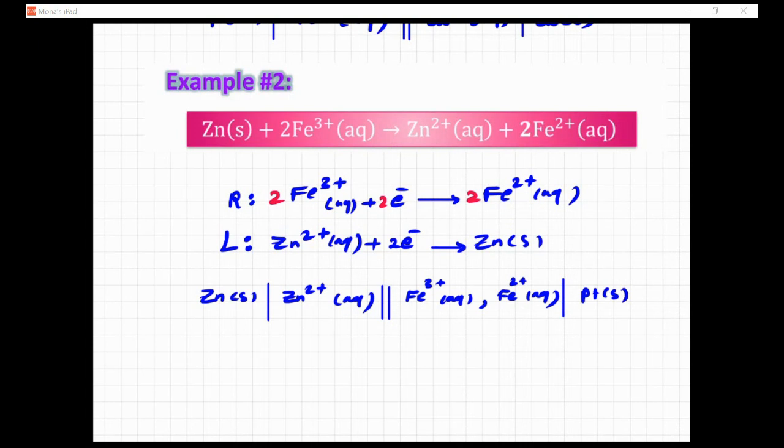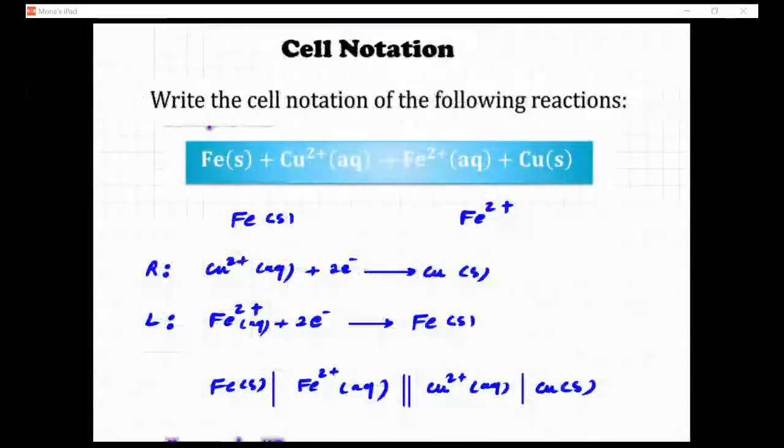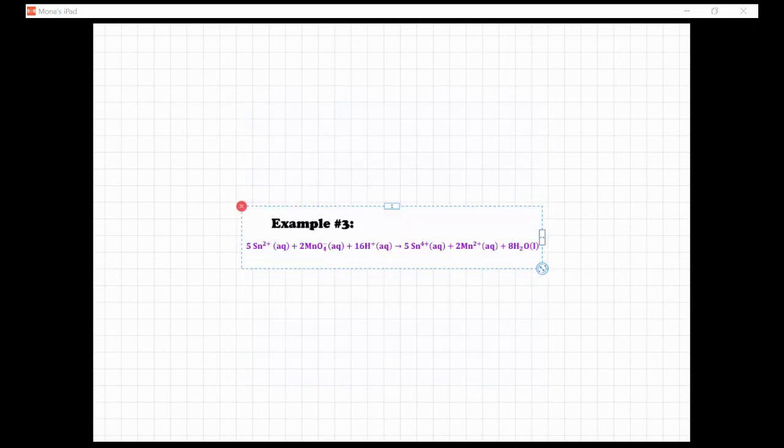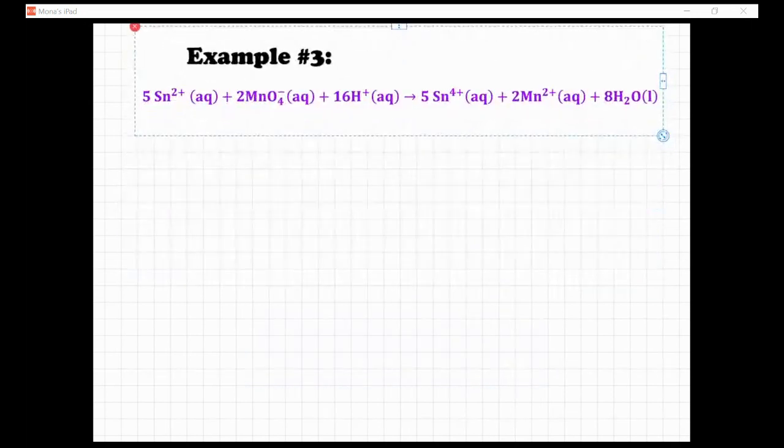Now let's talk about example number 3. In example number 3, of course, it is also a new idea. What is the new idea here? Sometimes it is easy to see which species underwent reduction and which is undergoing oxidation, but sometimes it is not easy.